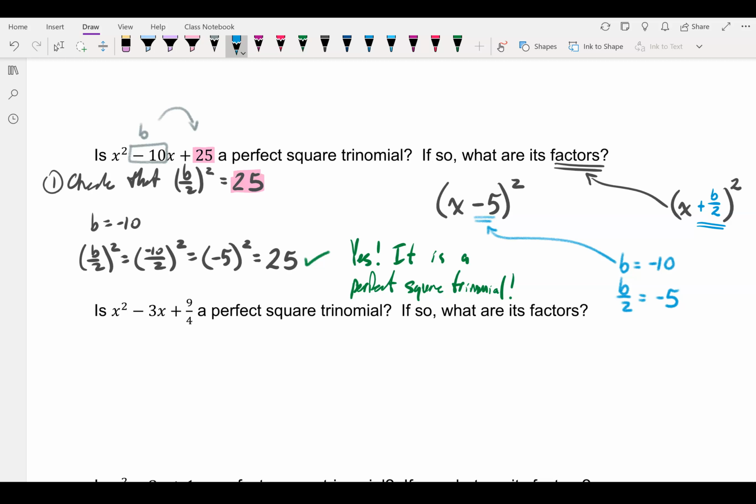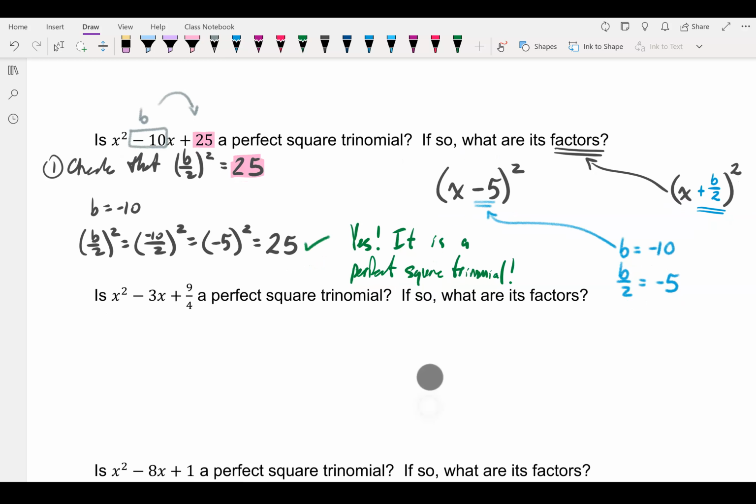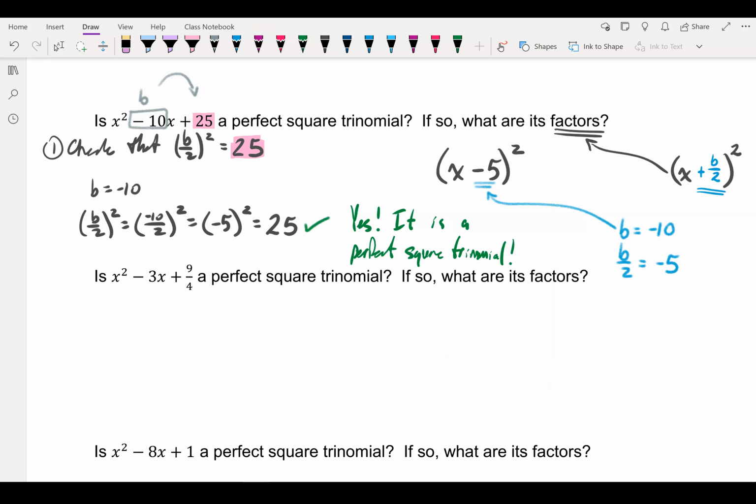Really all you needed to write was this. You could have jumped straight to this. You'll get better and better with this idea, but I like to start big and then work down, make it smaller and smaller as we go. So the second question, maybe try it yourself. Is x squared minus 3x plus 9 over 4 a perfect square trinomial?